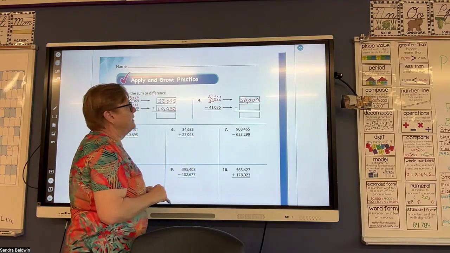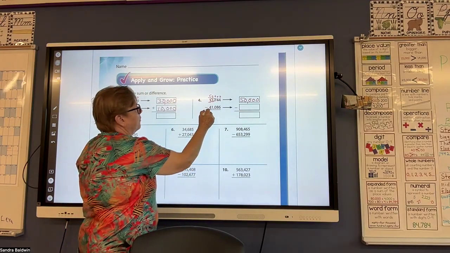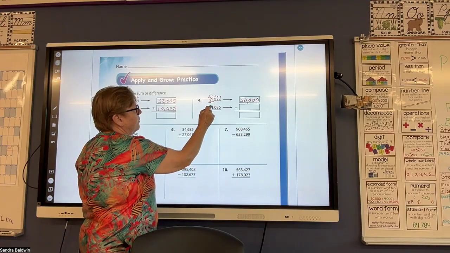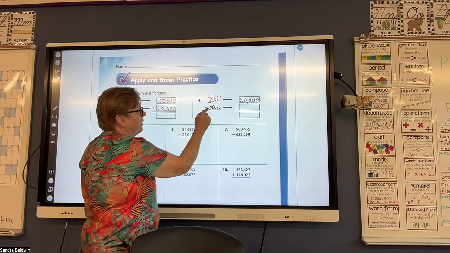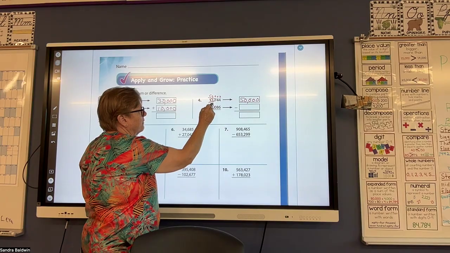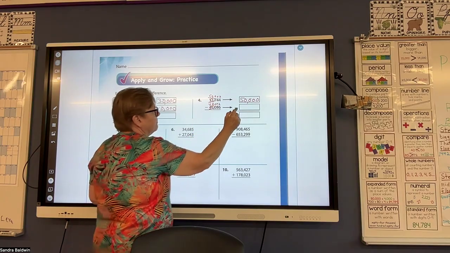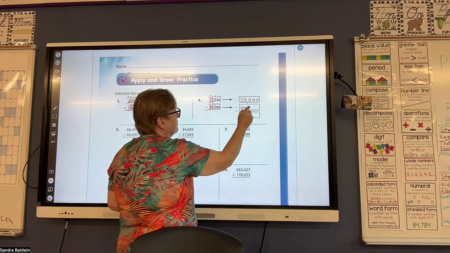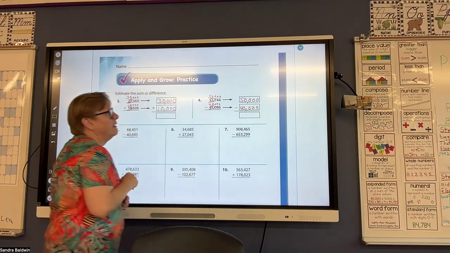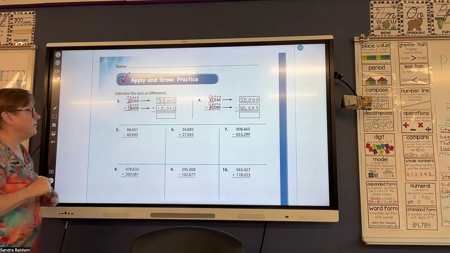On 41,086, 4 is in the 10,000 place. 1 is in the 1,000 place. That 1 means I keep the 4 and everything becomes zeros. Then you can do the rest.